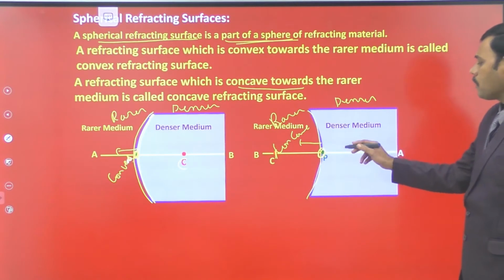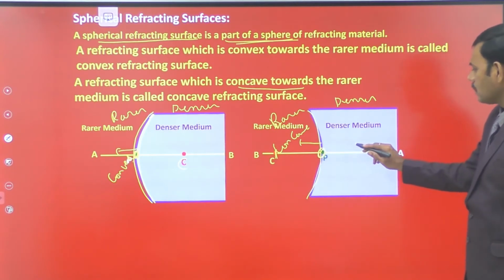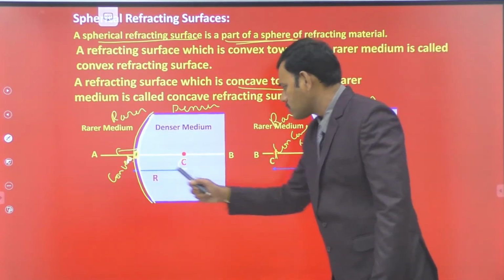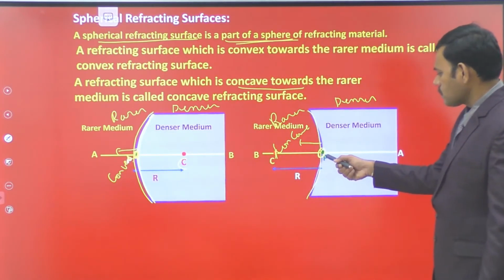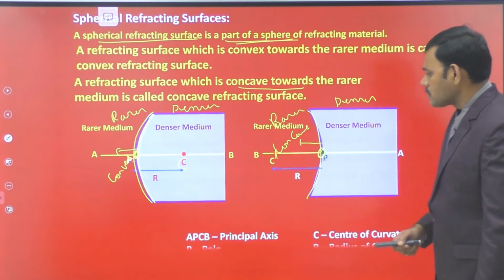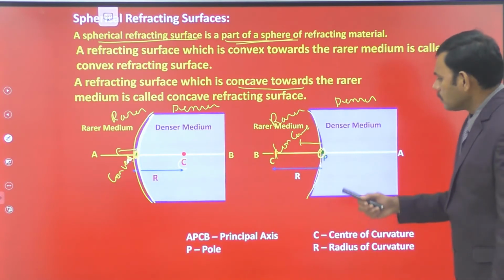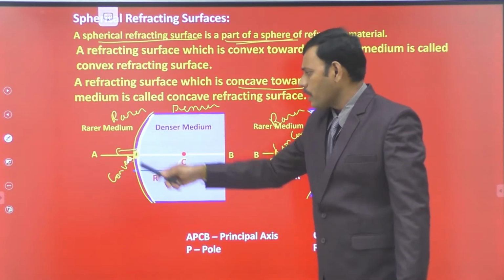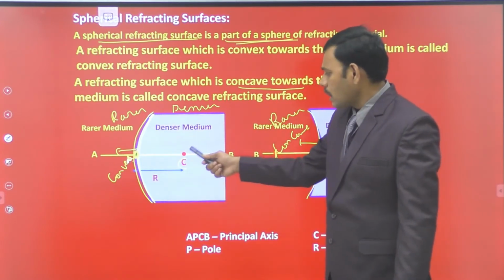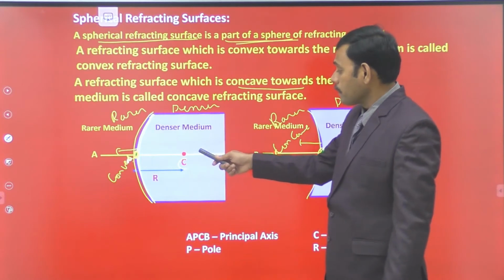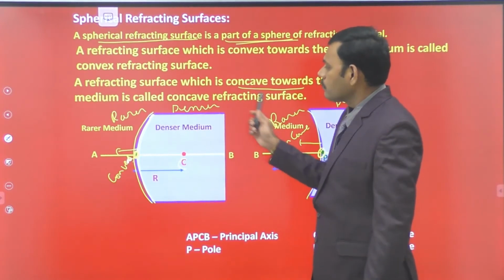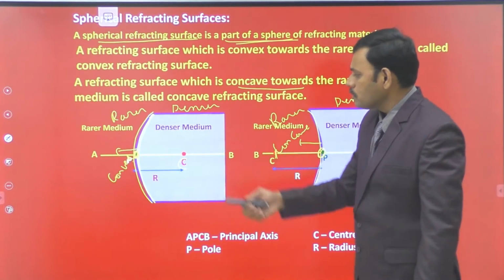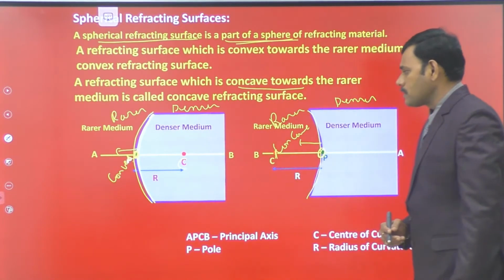Now any line passing through the pole and center of curvature is the principal axis, and the distance between this pole and center of curvature is the radius of curvature. Here also the distance between pole and center of curvature is the radius of curvature. So here these are the important points. One is the pole, the geometrically midpoint of the spherical surface. Another one is the center of curvature, which is the center of the sphere of which this curved surface is a part, and the line passing through the pole and center of curvature is the principal axis.